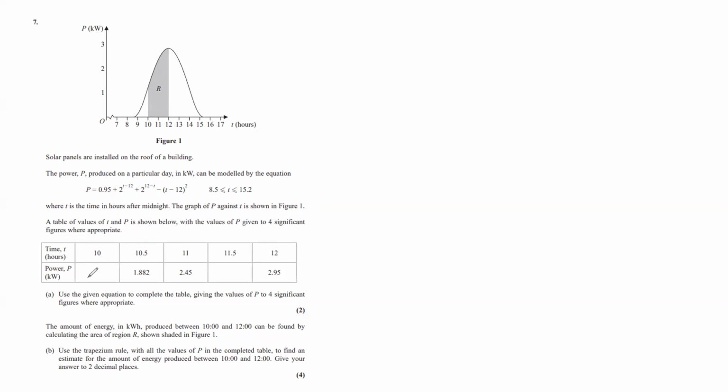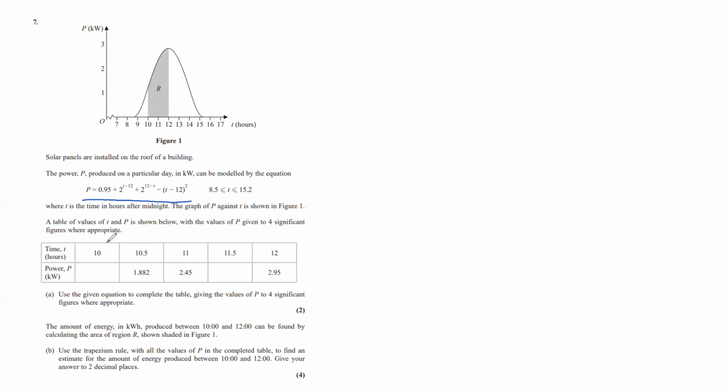So time is given. Power is what we need to find out. We need to find out the power when time t is 10 hours, and then we need to find out the power when time is 11.5. So this is just substituting in your calculator. When time is equal to 10, we have the equation for P given here. Wherever you have t, you just replace it with 10.